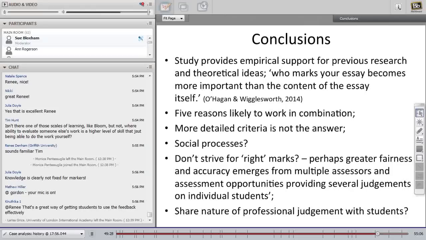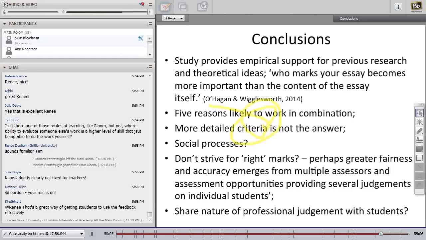I think the 5 reasons why people might interpret criteria differently work in combination, making it very complex to unpick. I really do not think that more detailed criteria is the answer. I just think it's impossible to write down, in something like an essay or a complex assignment that students are asked to do, all the possible nuances of what we're looking for. And I also think it really will limit originality and independent thought.